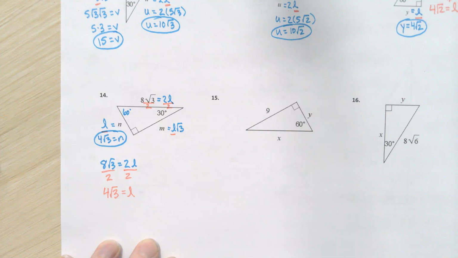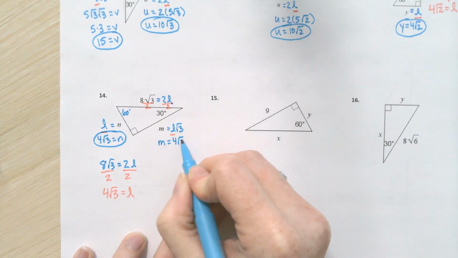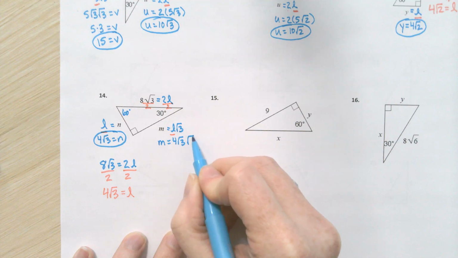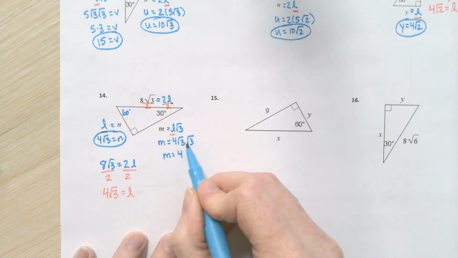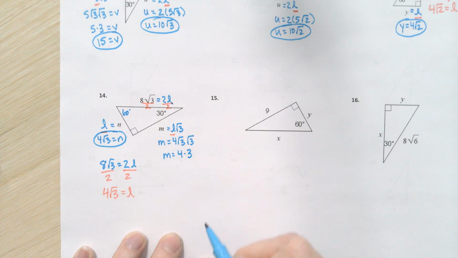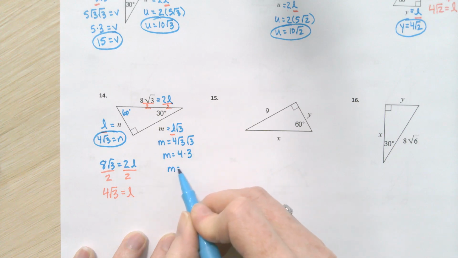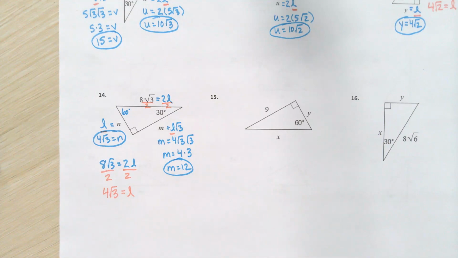Take care of that. But over here for M, L becomes 4 root 3, and then we have this extra root 3 to multiply by. That's when these two combine to make a new root 9, which is a perfect square, and is equal to 3. So M will be 12 when we get that completely simplified.